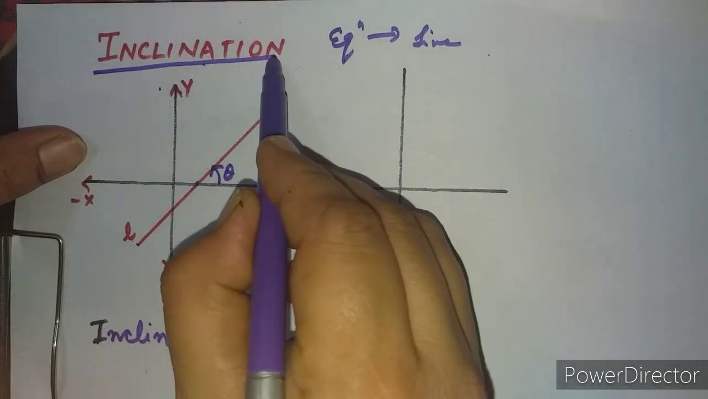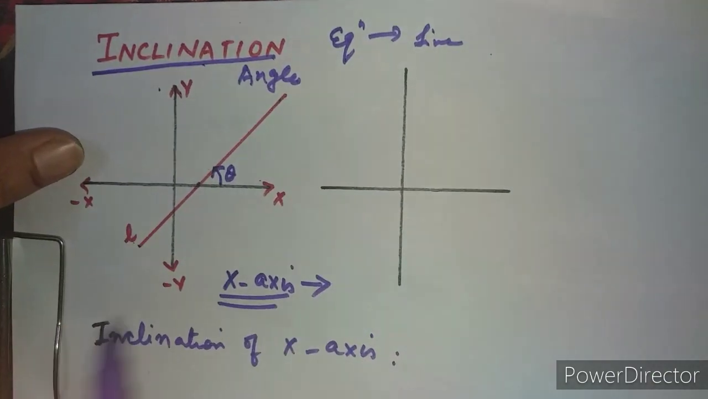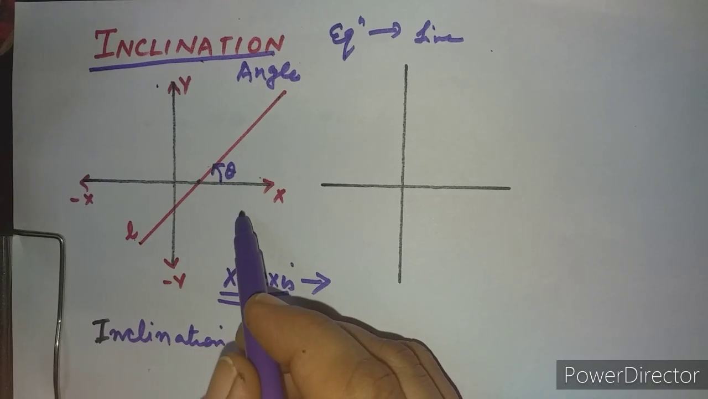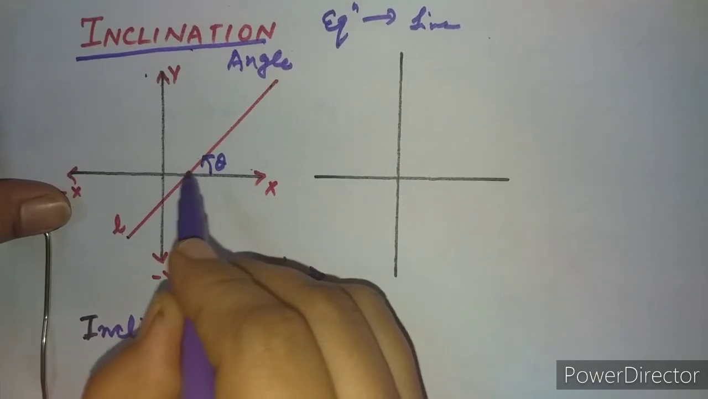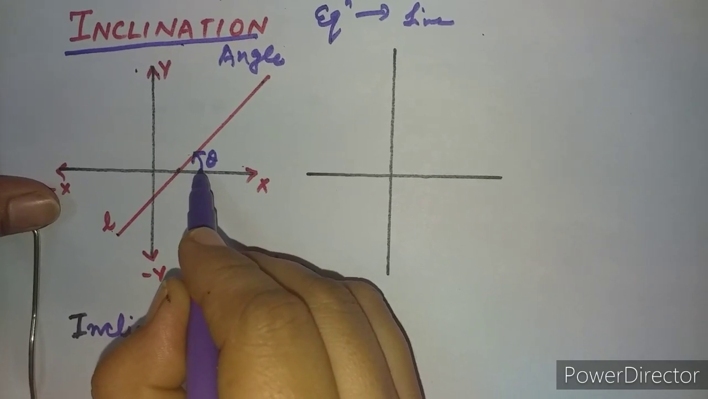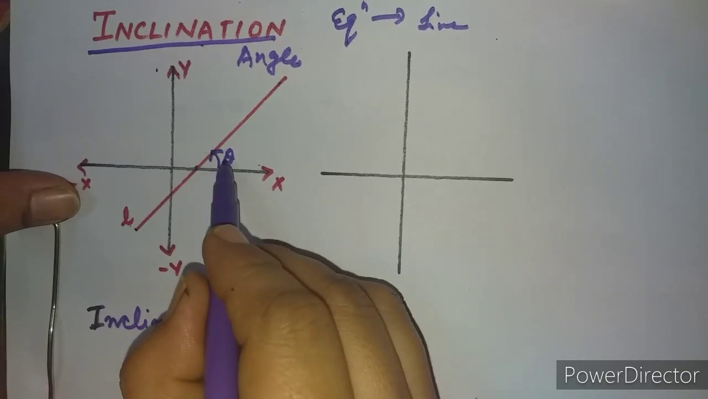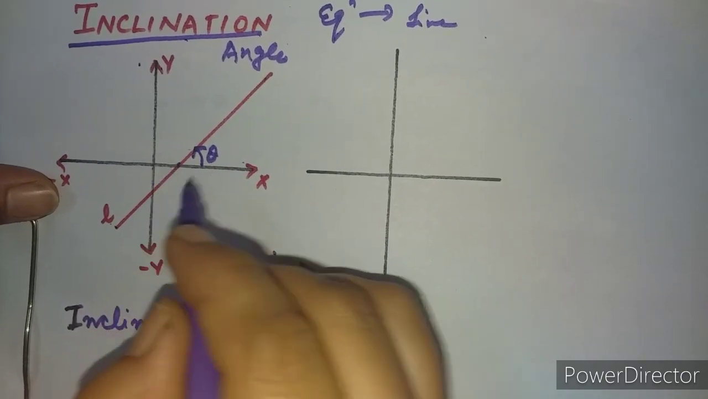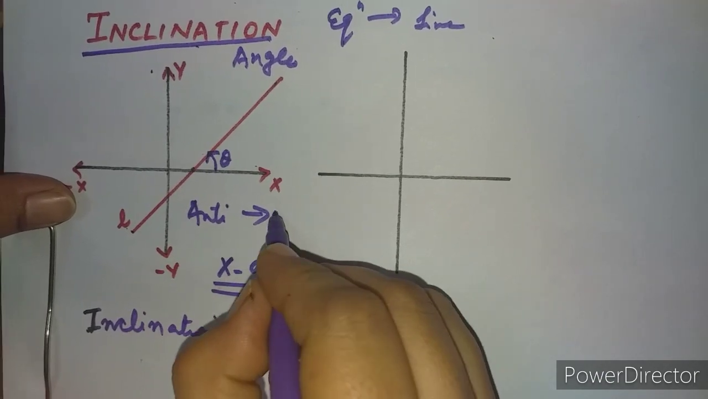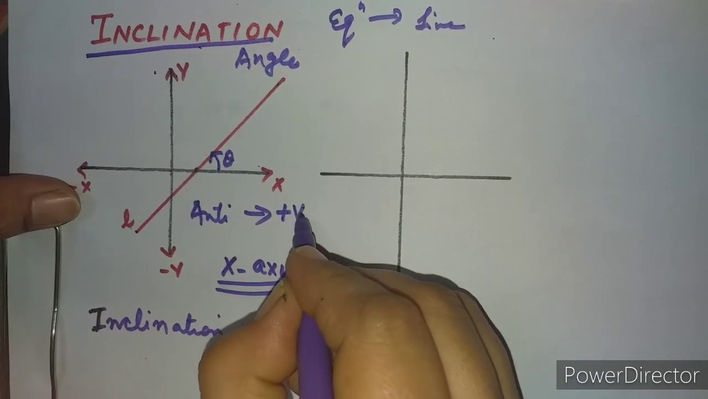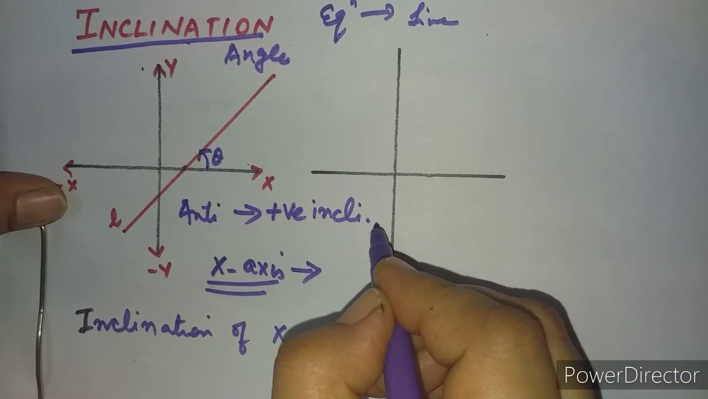The most important thing: inclination is always an angle, right? Now, so many things are related to this angle. If I measure this angle in an anti-clockwise direction, see the direction of my arrow, it goes anti-clockwise, then theta is measured as positive inclination.